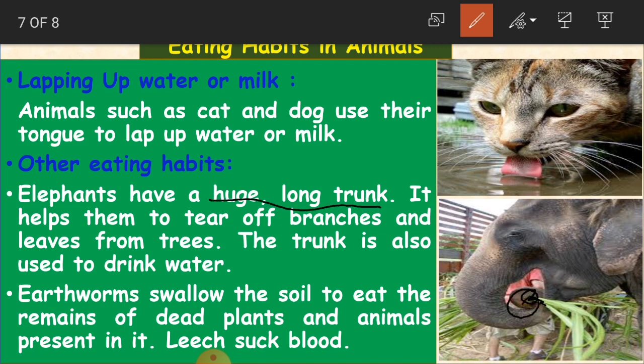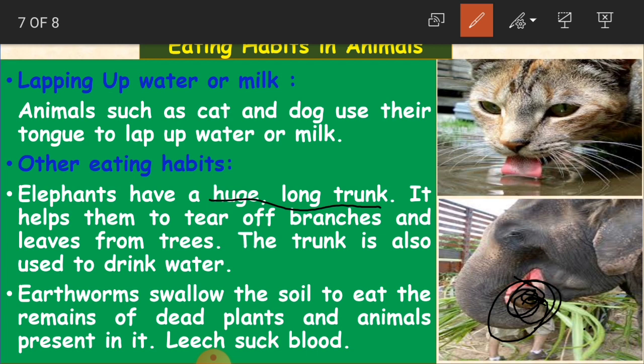It is able to drink water by using this trunk, and this also helps the elephant to tear off the branches and leaves from trees. See here, it is also taking the branches or some leaves as food into its mouth with the help of the trunk. So here the trunk is used to drink water and tear the food from the branches of the trees.